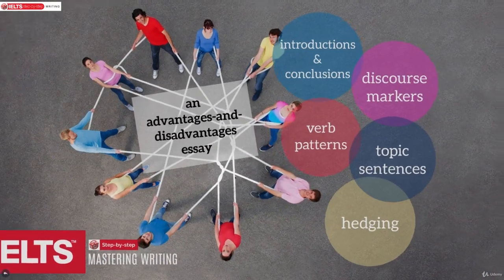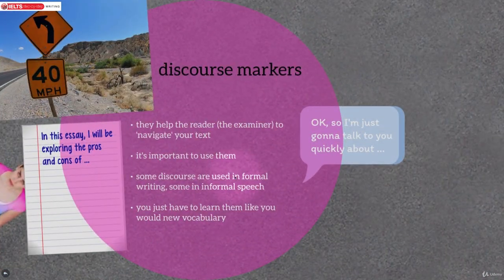Okay. The next thing we're going to look at is something called discourse markers. Now, the way I like to think of discourse markers, I think of them as sort of signs on a road. This mountain here is an idea. And the person on the road, the person in the car, is the reader. In this case, it's the examiner. And maybe he doesn't have any lights on in his car, it's night time. And the examiner needs to be able to travel along the road without crashing.